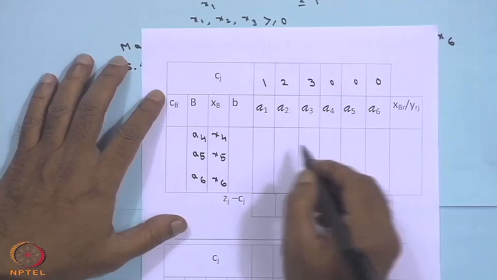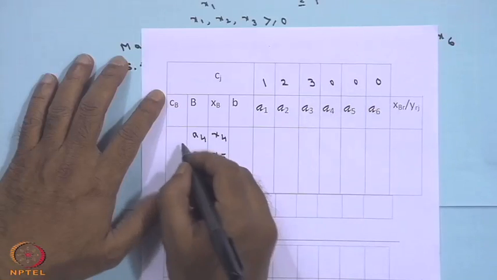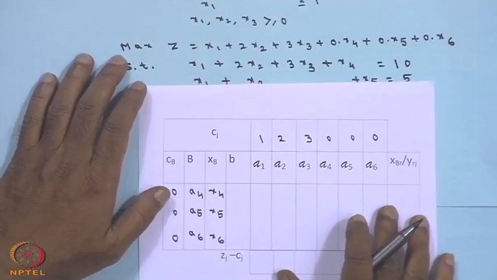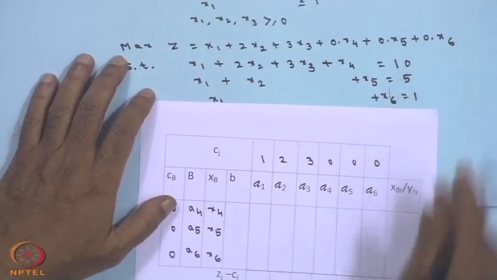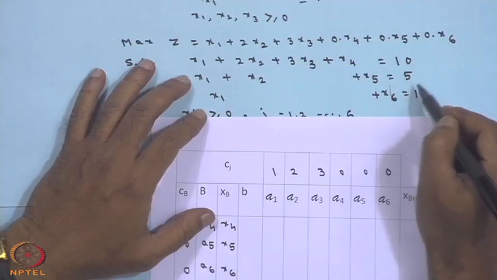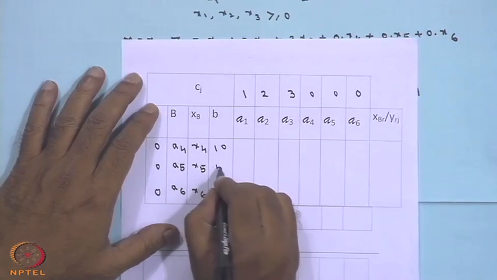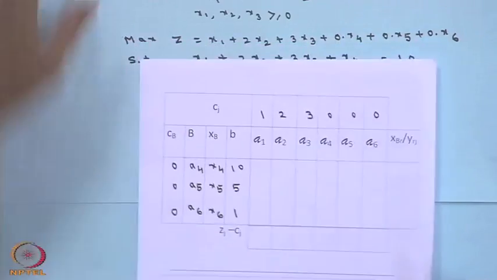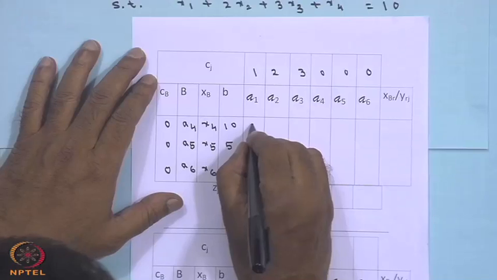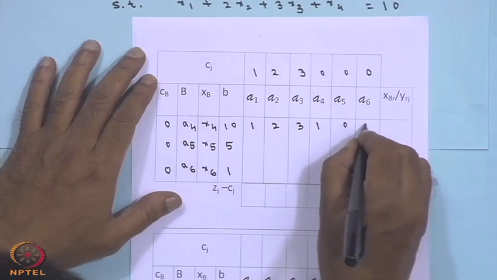The value of Cb corresponding to A4, A5, A6 is 0, since Cj for them is 0. So Cb is 0, 0, 0. Now, the B values are 10, 5 and 1, as you can see from this table, so we write here 10, 5 and 1. Next, for the first constraint we write 1, 2, 3, 1, 0 and 0.